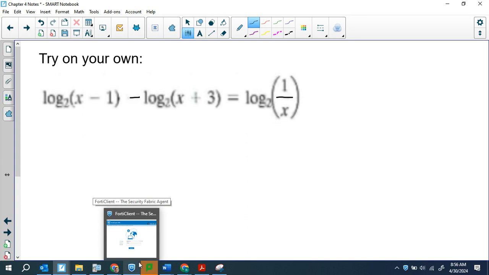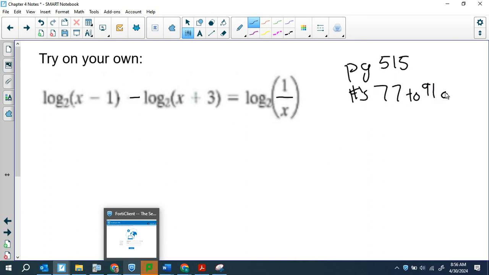Once you have it, call me over, check it, and then you can work on the homework practice, which is page 515, numbers 77 to 91 odd. Okay, so do this first, check it with me, and then you can work on those problems.